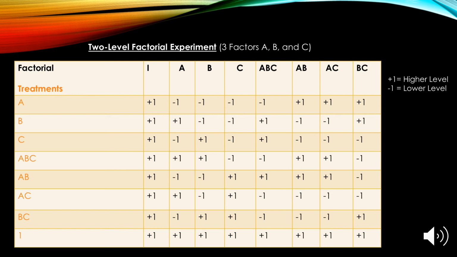And so when we do that, we're left with the top 4 rows, and those are the 4 treatments that we want. When we do that, this allows us to analyze this experiment more accurately.